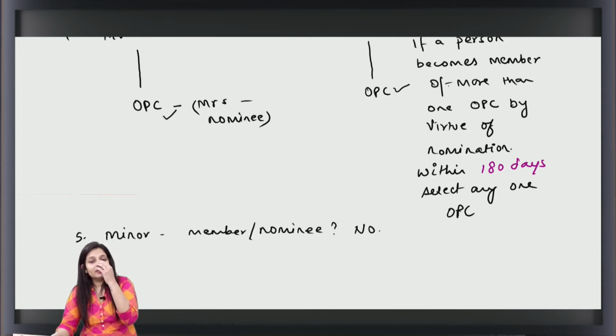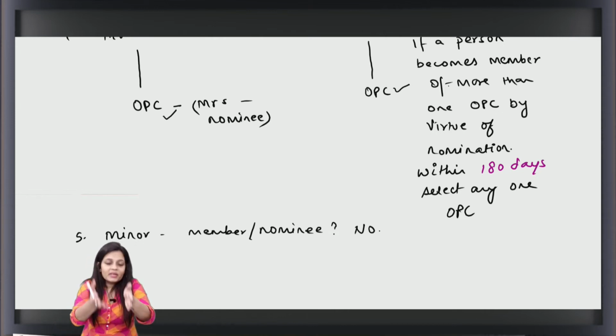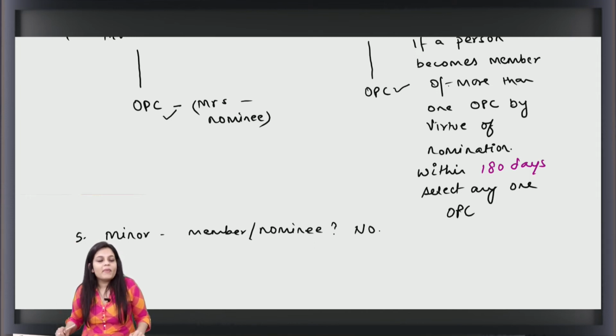Ma'am, nominee is allowed. No brother, nominee is not allowed. If tomorrow the member is dead during his minority, then what will we do? He doesn't know how to manage. We cannot let him. Ma'am, I have a son who is a minor. I want to appoint him. Please don't appoint him now. Let him be a major. Appoint someone else as a nominee. Once he becomes a major, can I change the nomination? Yes, then you can make him the nominee, but not till he is a minor. A minor cannot become a member or a nominee of an OPC. I guess it's clear to everyone.